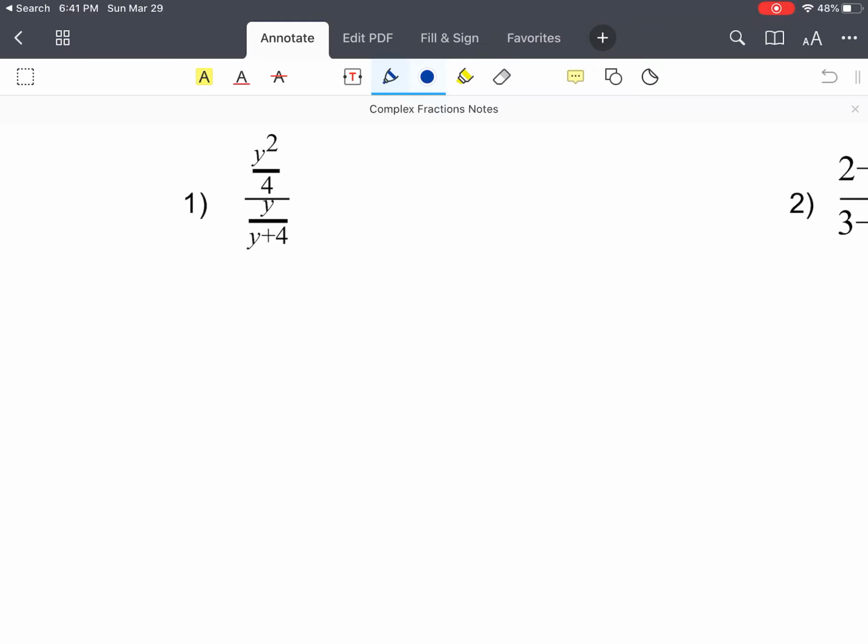All right, so this one starts off pretty simple. There is y squared over 4 on top and y over y plus 4 on bottom. So both the top and the bottom of this fraction have common denominators. There's nothing being added in there, like two fractions being added or subtracted. They've already got common denominators and they've already been combined even. So I get to start this problem out by doing leave, change, flip.